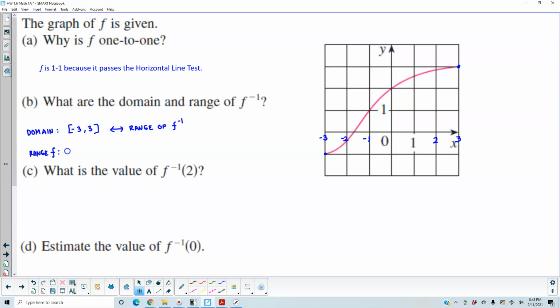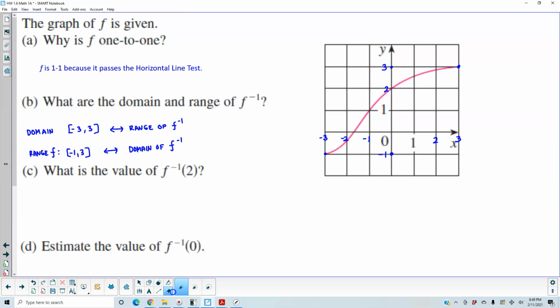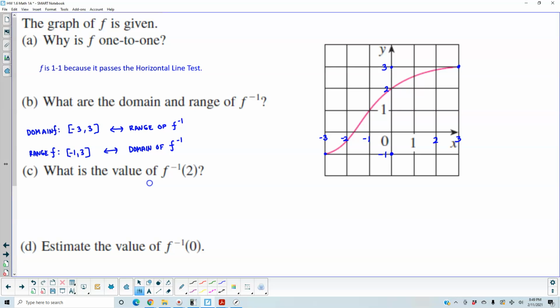Now, if we take a look at the range of f, so here we have -1, 0, 1, 2, and then 3. So here we start at -1, and then we end up at +3. So the range of f goes from -1 to +3, which then means that the domain of the inverse is the same thing as the range. Again, this is the domain of f. I want to make sure that was in there.